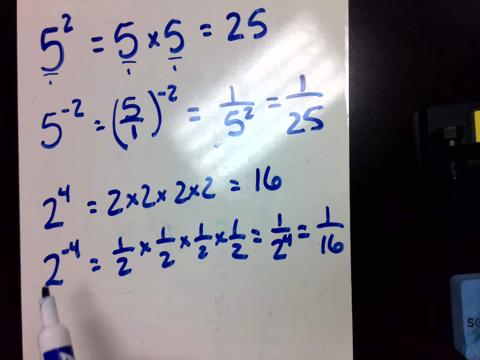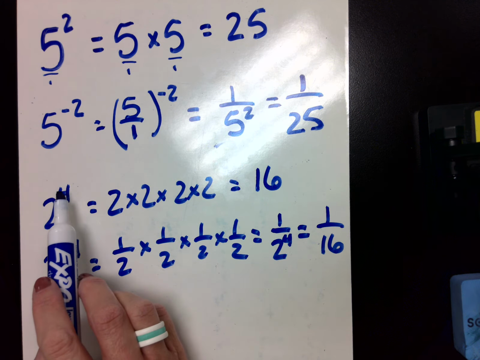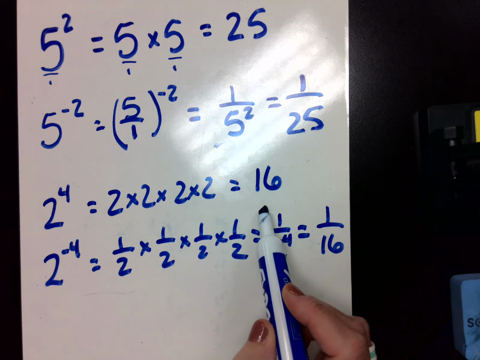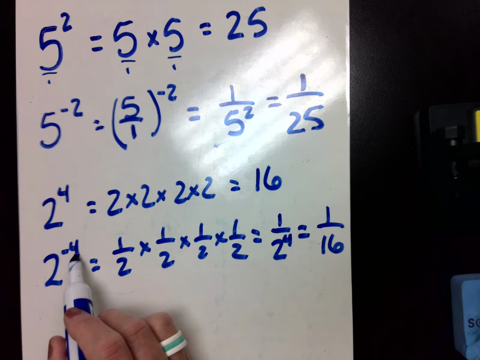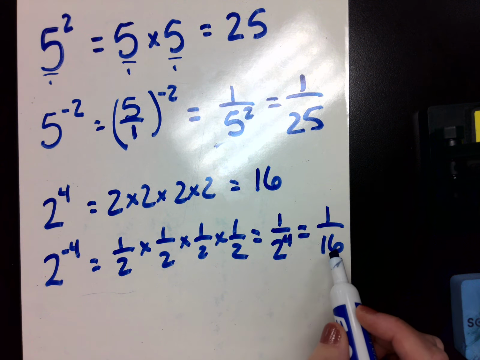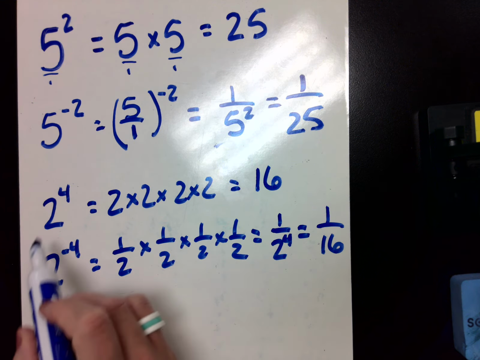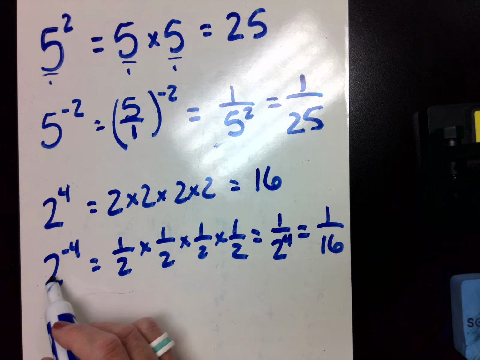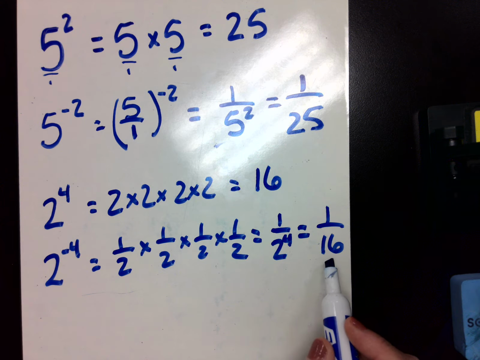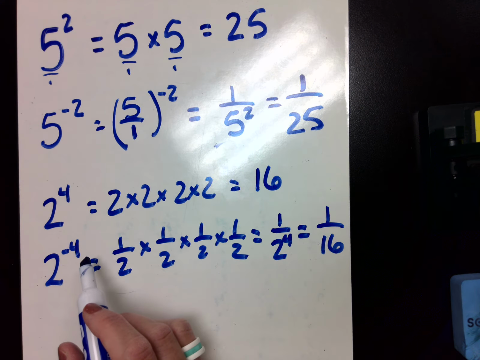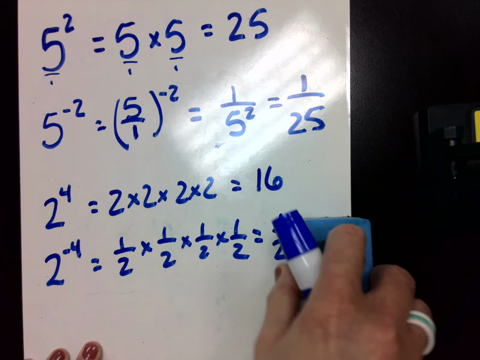So what I'd like you to see here is that when you have 2 to the fourth power, you actually get 16 over 1. If you have 2 to the negative fourth power, you get 1 over 16. So the 2 to the 4 gets placed on the bottom as a denominator when you have a negative exponent. So let's try another one.